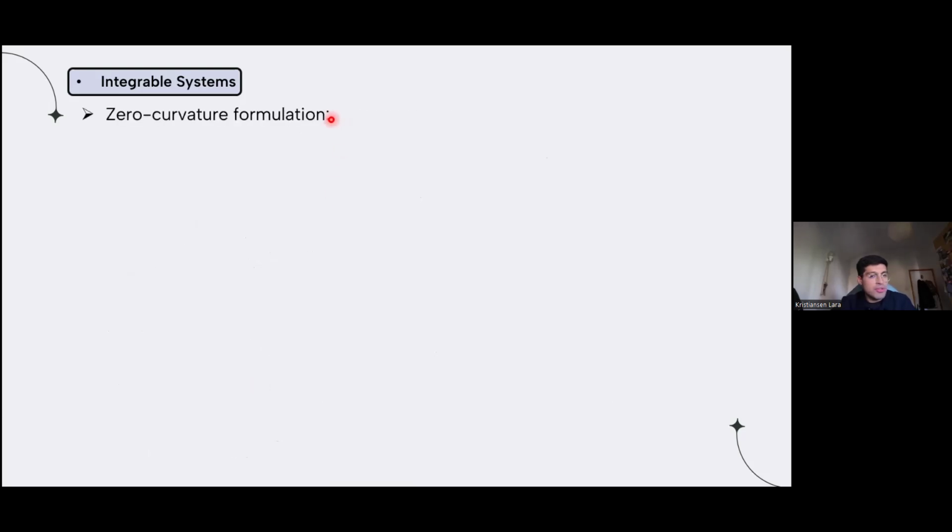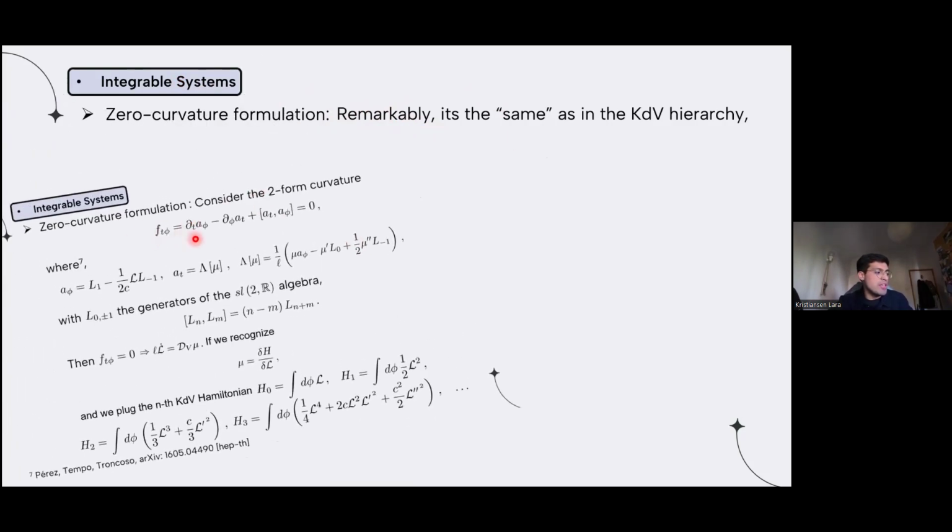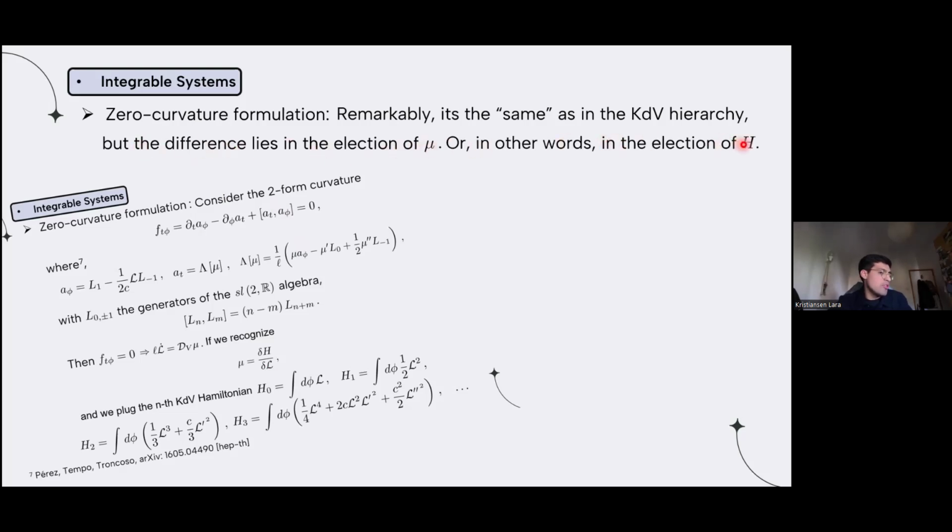So regarding the zero curvature formulation, well, remarkable. I was telling you that one of the Hamiltonian operators of the KdV hierarchy splits into two Hamiltonian operators of the dim hierarchy. So there is a relation between dim and KdV. Remarkably, the zero curvature formulation of dim and KdV is, in quotes, the same in the following sense: recall that for KdV, we have this two-form curvature that you can see here. Nonetheless, the difference lies in the choice of mu, or in other words, in the choice of h.